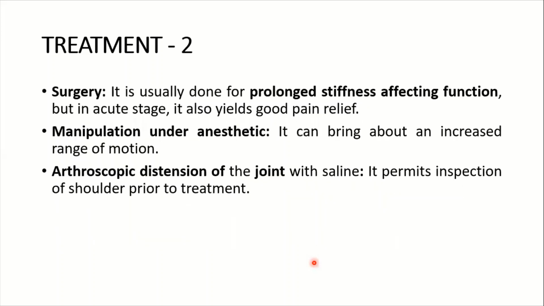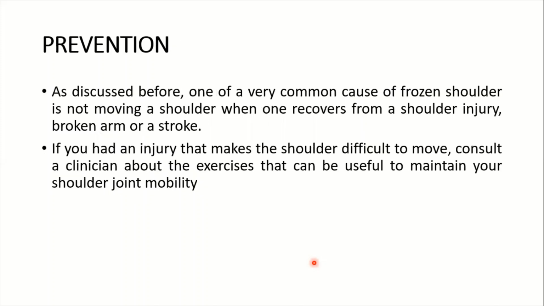So the treatment continues. Surgical treatment is usually done for prolonged stiffness affecting function, but in the acute stage, it also yields good pain relief. Manipulation under anesthetic can bring about an increased range of motion. Arthroscopic distension of the joint with saline permits inspection of the shoulder prior to treatment.